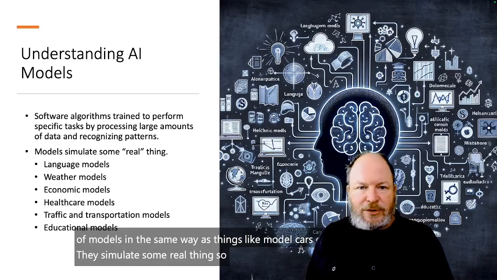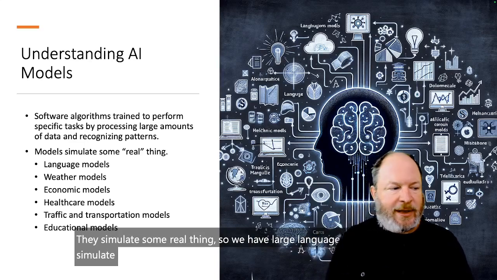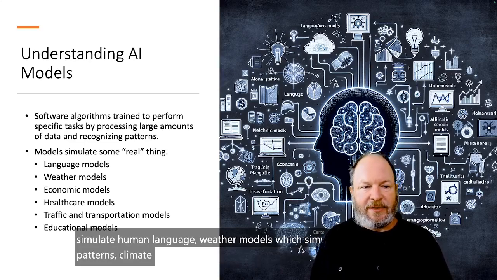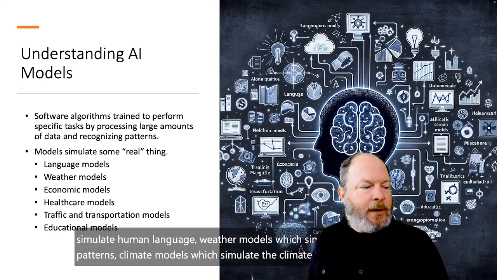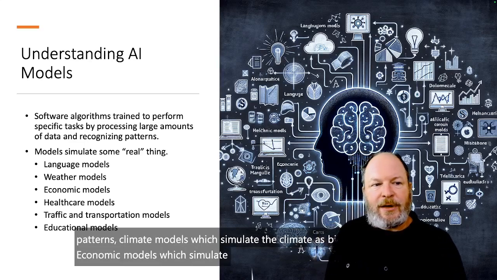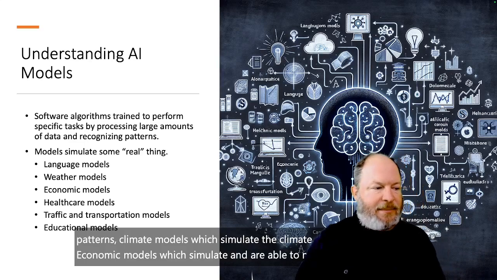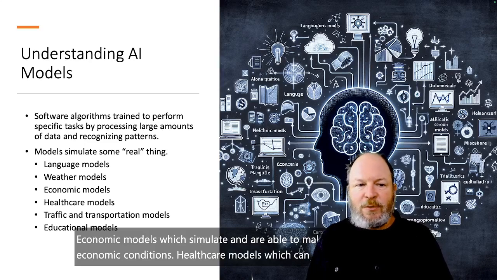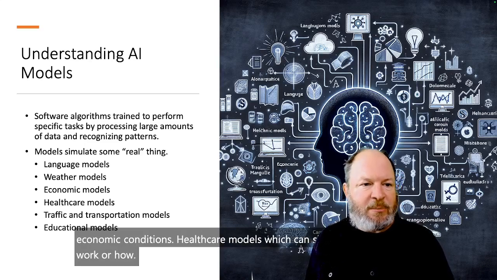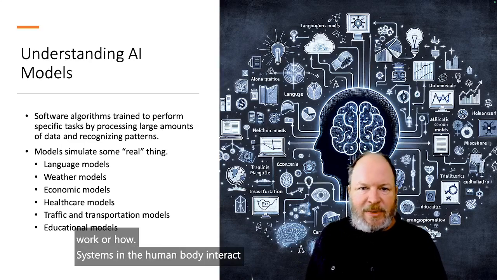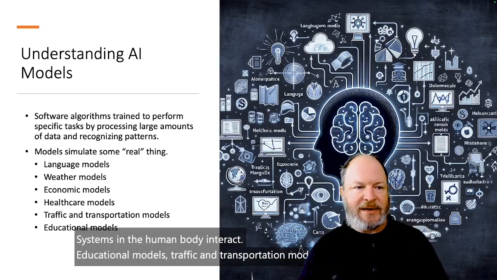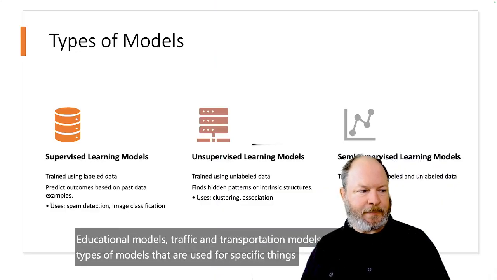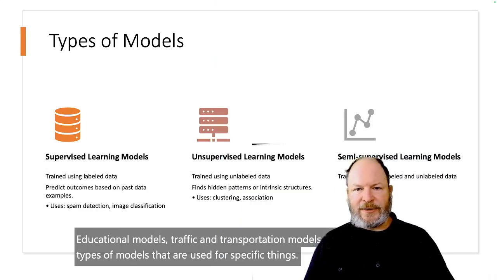So we have large language models, which simulate human language, weather models, which simulate weather patterns, climate models, which simulate the climate as a bigger picture, economic models, which simulate and are able to make predictions about economic conditions, healthcare models, which can simulate how drugs will work or how systems in the human body interact, educational models, traffic and transportation models, many different types of models that are used for specific things. And they're all created using training data.